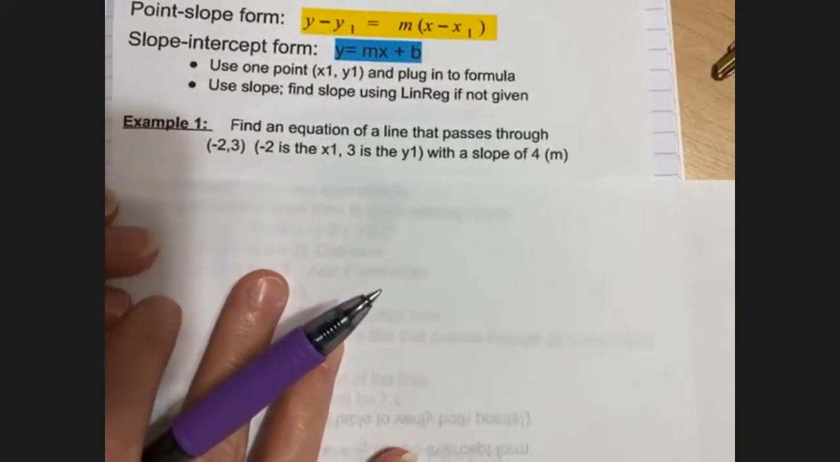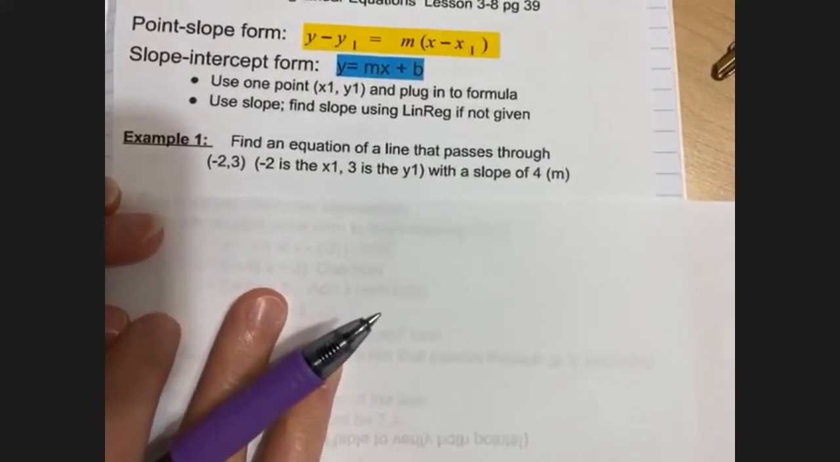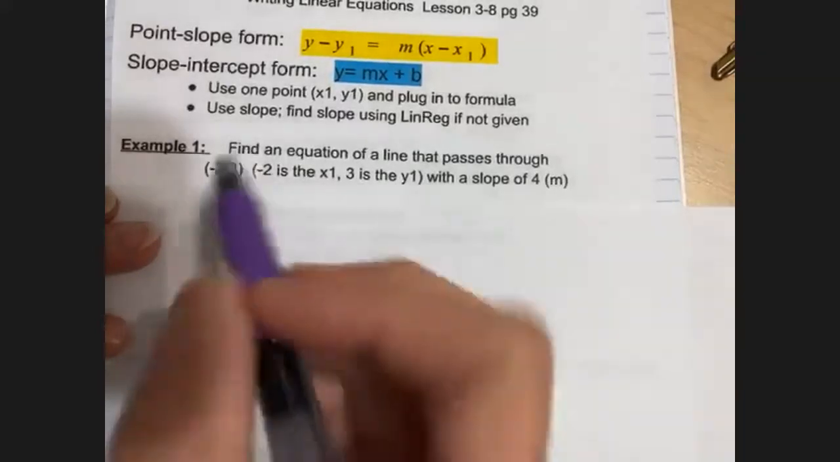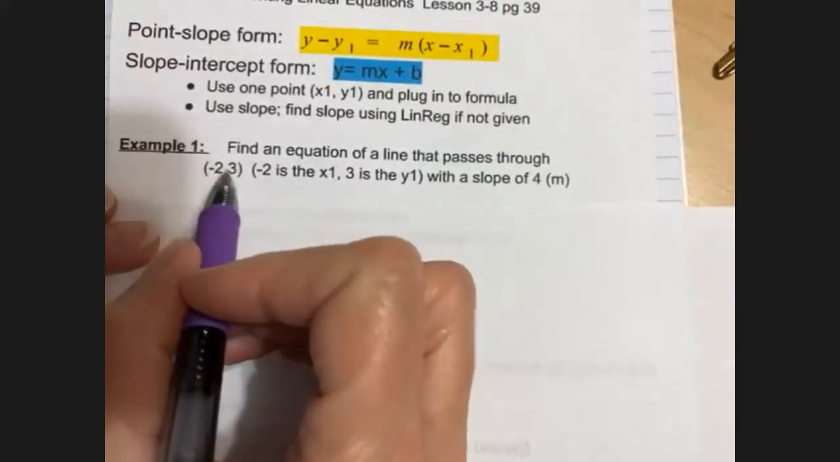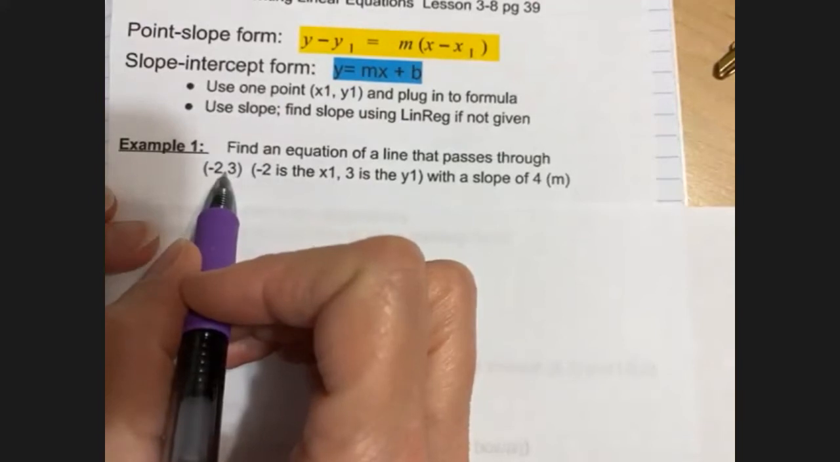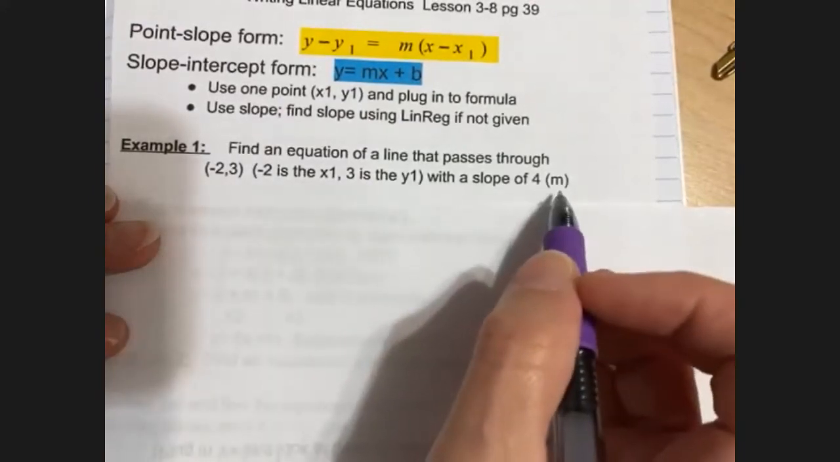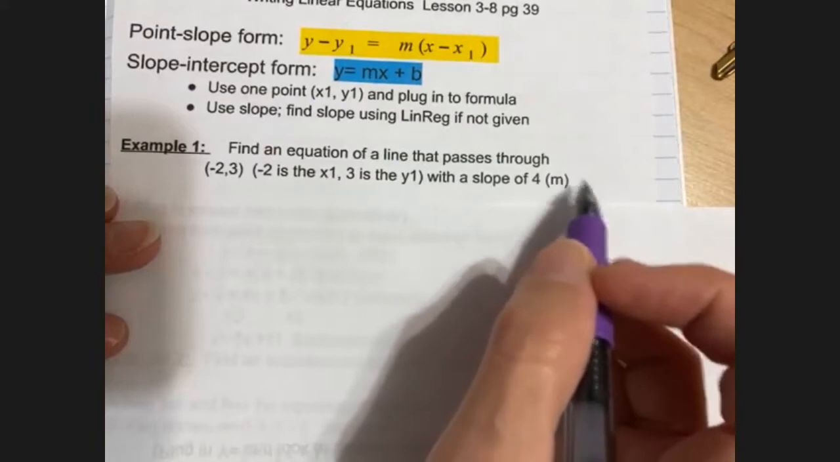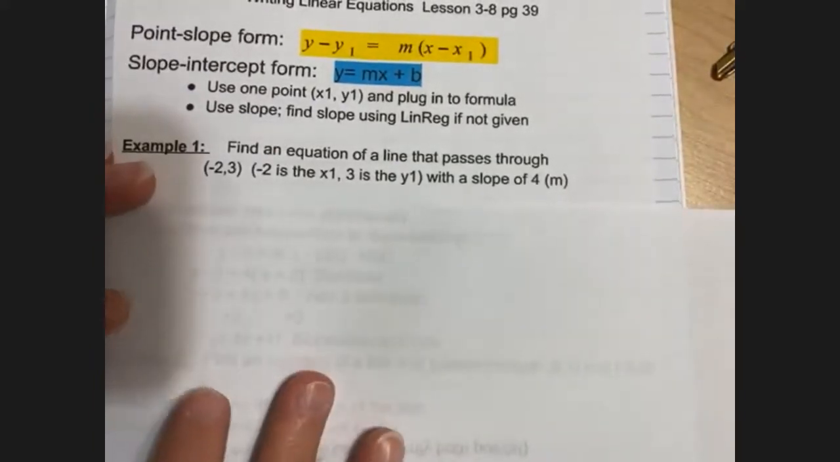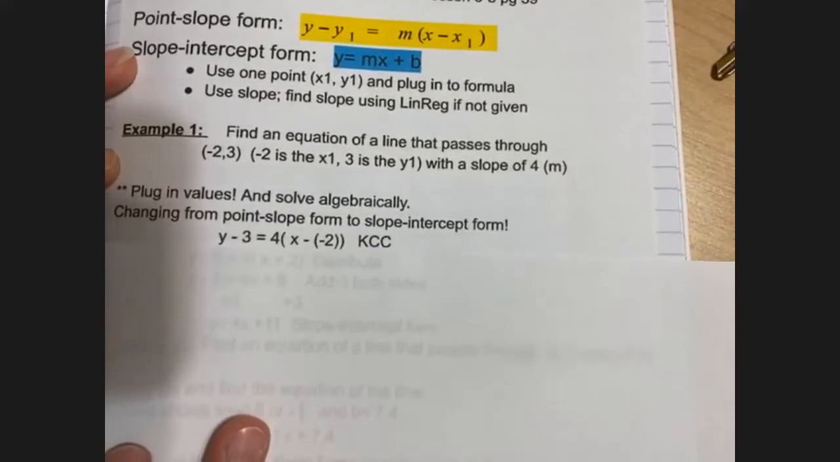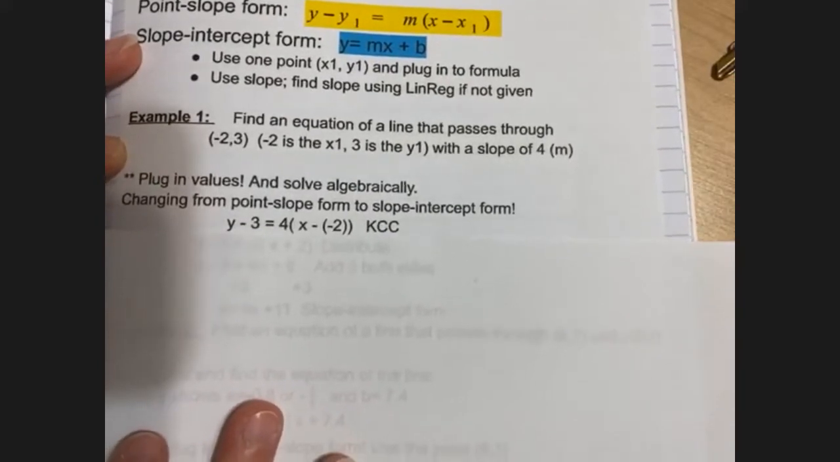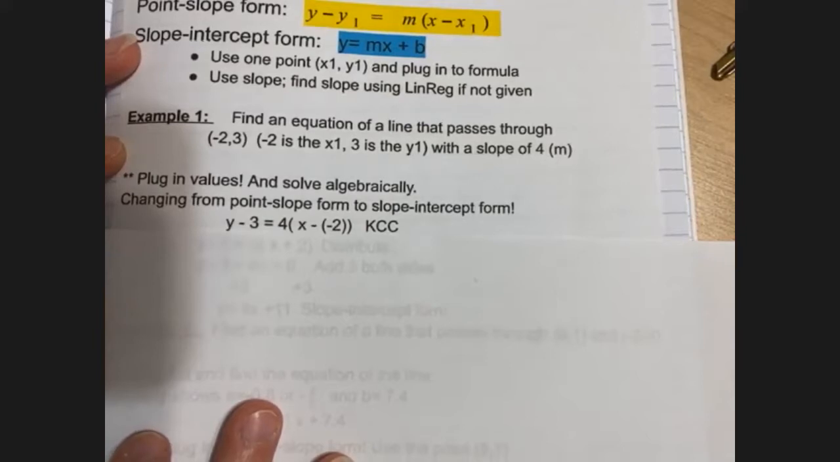So here's example 1. It says find an equation of a line that passes through (-2, 3), where -2 is going to be called our x1 value, and 3 is going to be our y1 value. Well, that has a slope of 4. And I put the m here because that's slope, just a reminder. And so to do this, you're going to plug in values, and you're going to solve algebraically. So you're basically going to be changing from point slope form to slope intercept form.